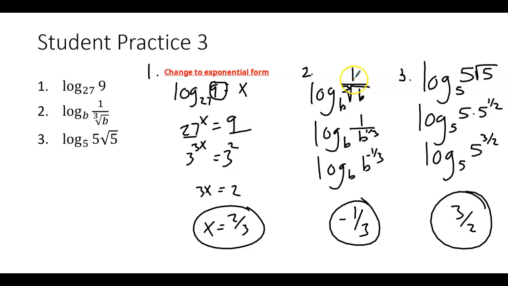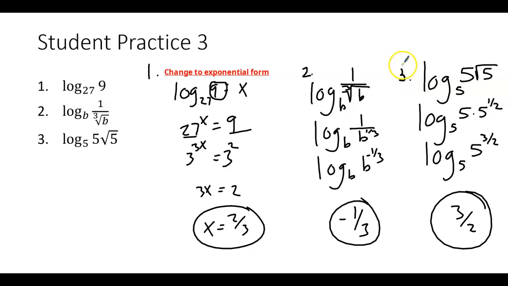Now, number 2, we want to rewrite this radical as a 1/3 power. And then we also don't want it to be in the denominator, so we're going to move it to the top with a negative power now. And then finally, the log b and the b cancel, leaving us with negative 1/3.